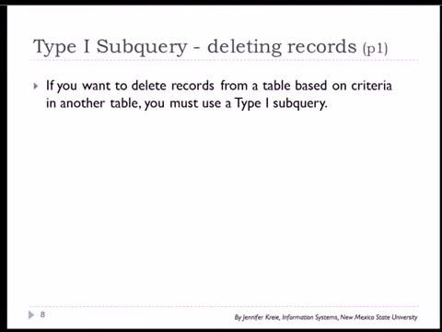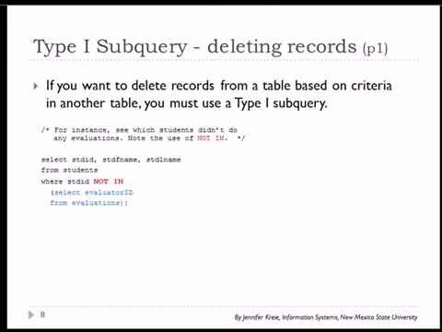An important use of the type 1 subquery is when you want to delete records. When you want to delete records from a table based on criteria in a related table, then you must use a type 1 subquery. So let's say, for example, we want to see which students didn't do any evaluations. They never completed an evaluation. Notice also that we're switching from in to adding the word not in. So we have our select clause showing students where student ID is not in the list of evaluator IDs.